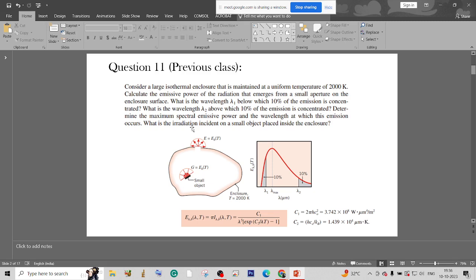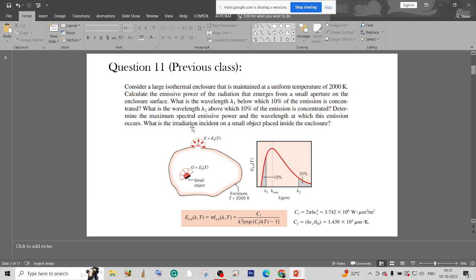Now the spectral emissive power associated with this maximum wavelength can be computed from Planck's distribution. So the emissive power is already given. C1 is already given as 3.742 into 10 to the power 8, upon lambda to the power 5, that is 1.45 to the power 5, into exponential of C2 upon lambda T minus 1. C2 is 1.439 into 10 to the power 4, lambda is 1.45, and temperature is 2000.